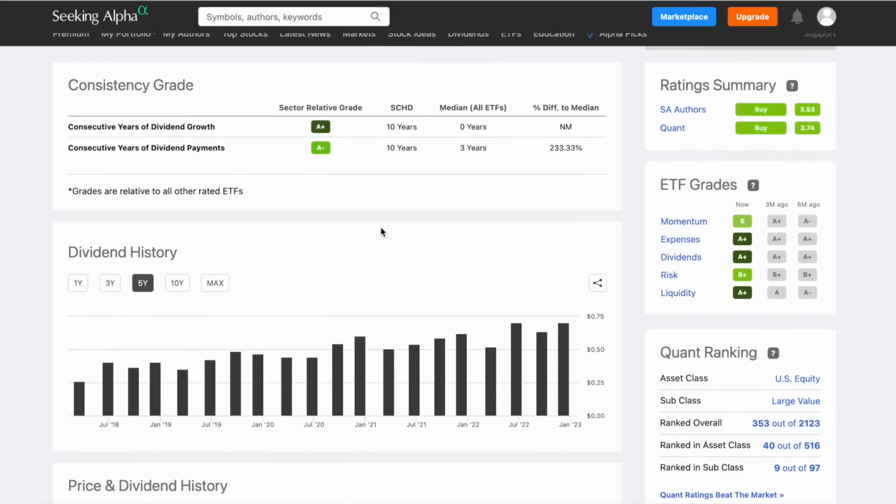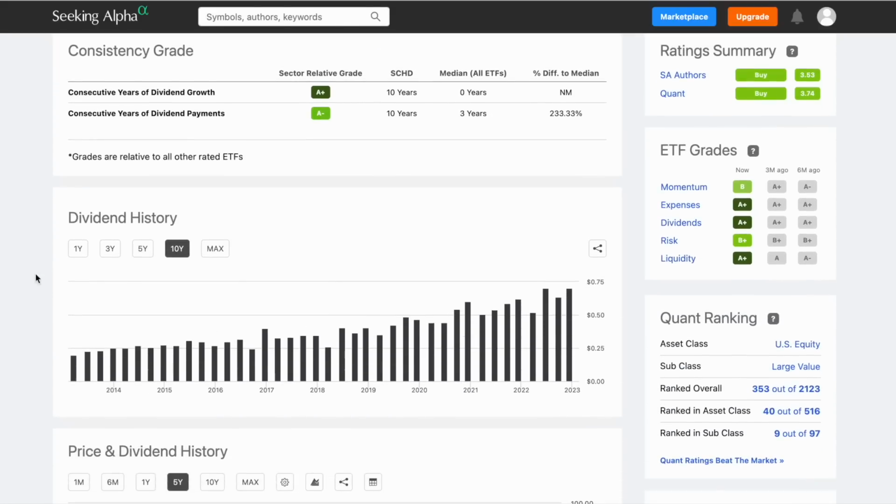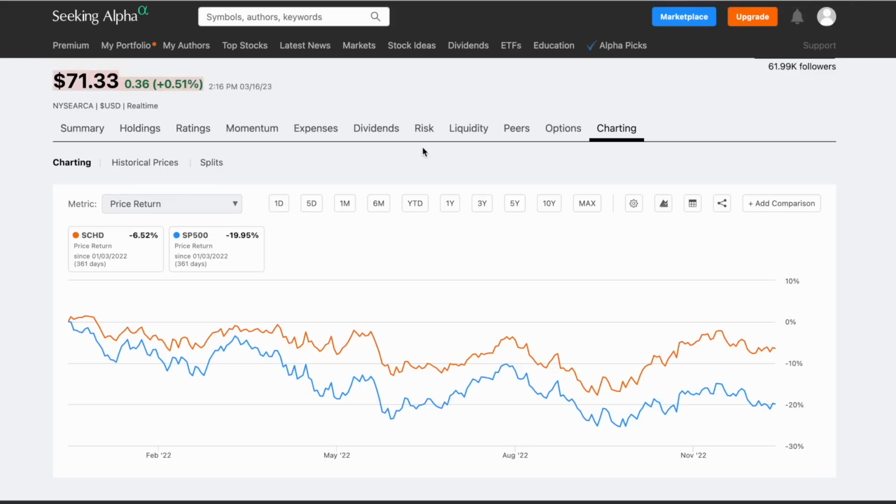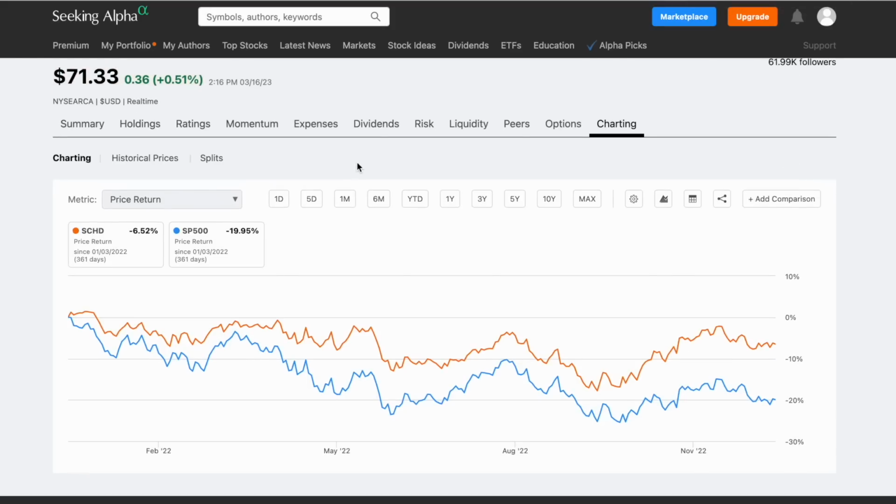If we look at those dividend payments over time, over the last 10 years, obviously that reaffirms that really solid dividend growth. And something really cool about this fund as well, when you take a year like 2022, a huge bear market that saw the S&P 500 drop 20%, during that time period, SCHD only dropped 6.5%. So it is somewhat of a hedge against bear markets as well.